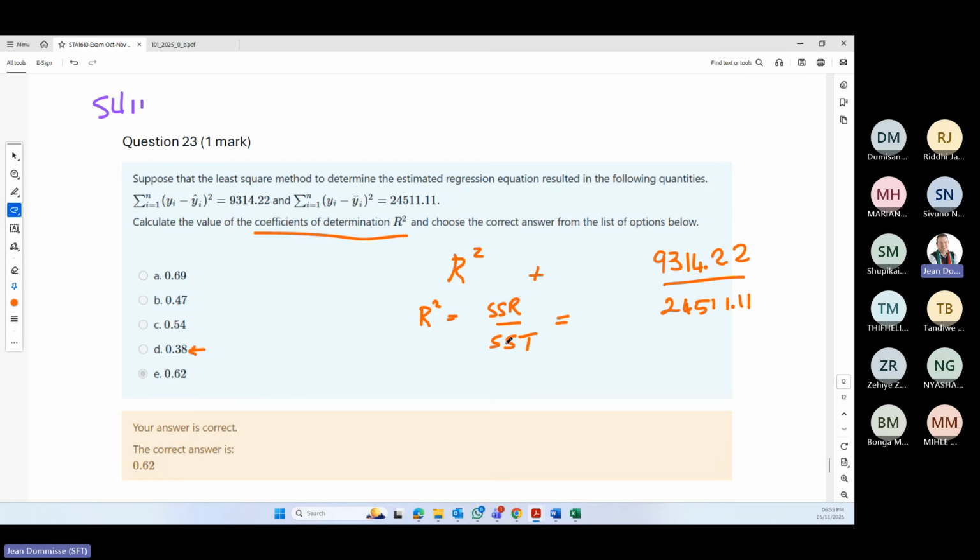So this formula is not right, so I just want to quickly check where that formula is. SST. Very interesting. Which formula would I use here?